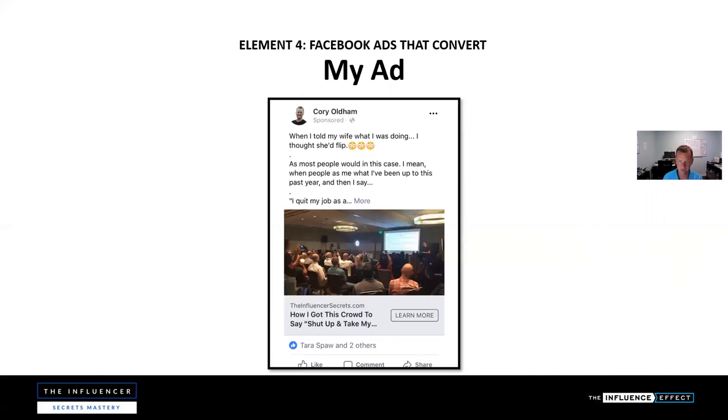And so I ran my objective as traffic, and people are paying $2, $3, $4. This ad, I'm under 80 cents per click, which is good. If you can keep it under $1, you're doing really, really well.